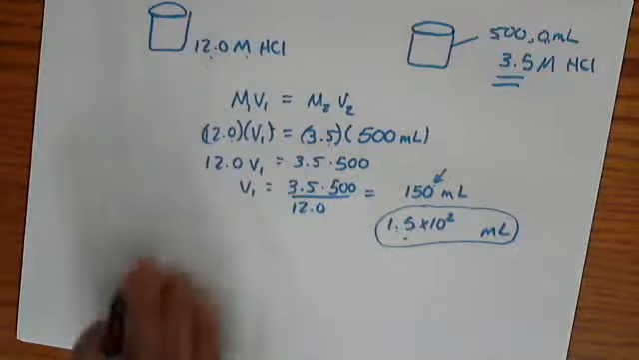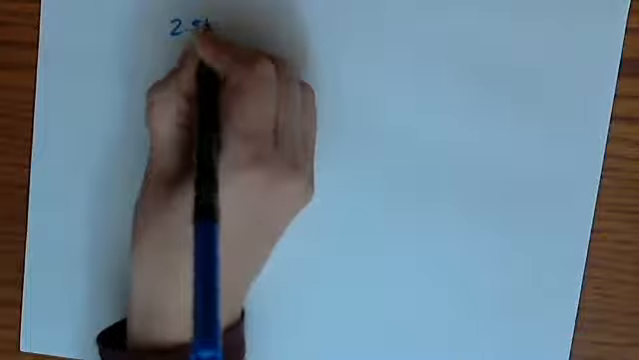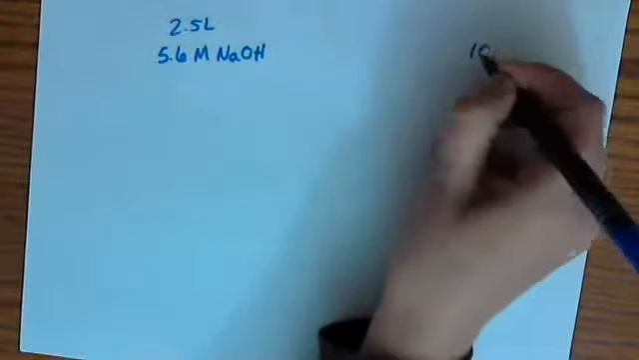There's another dilution equation on the next page, 338. A chemist takes 2.5 liters of a 5.6 molar sodium hydroxide and dilutes it with enough water to make 10.0 liters. What is the new concentration?